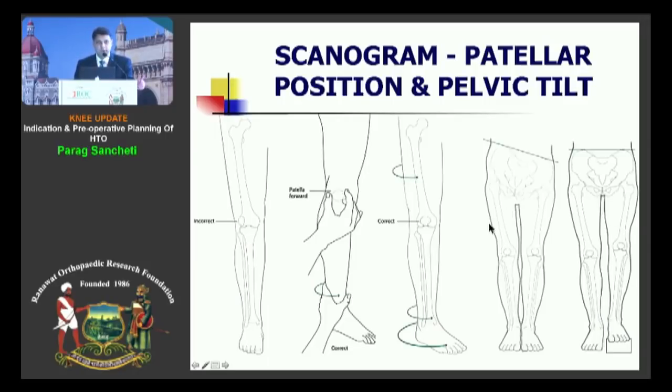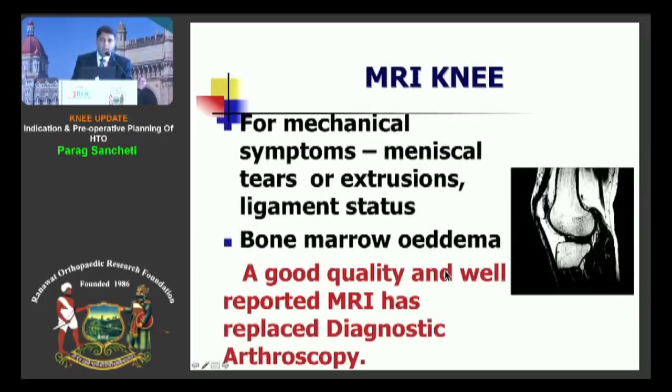So unless you have these two things, your scanogram is not going to be proper, and you're going to get wrong information. Sometimes if there is severe varus or severe valgus, it does not fit into one X-ray, and then the radiographer adjusts in a different way.